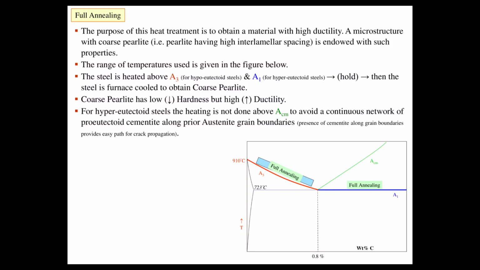There are different types of annealing process. The first one is full annealing. In this process we can obtain high ductility. The microstructure is coarse pearlite, which is endowed with such properties. The temperature ranges are A1, A3 and Acm, as we can see in this diagram. The steel is heated above the A3 temperature, which depends upon the carbon percentage. For this process we obtain the coarse pearlite structure. For hypoeutectoid steels we do not heat above the A3 temperature. The same for hypereutectoid steels, we do not heat above Acm, to avoid a continuous network of proeutectoid cementite. Cooling is done only in the furnace.